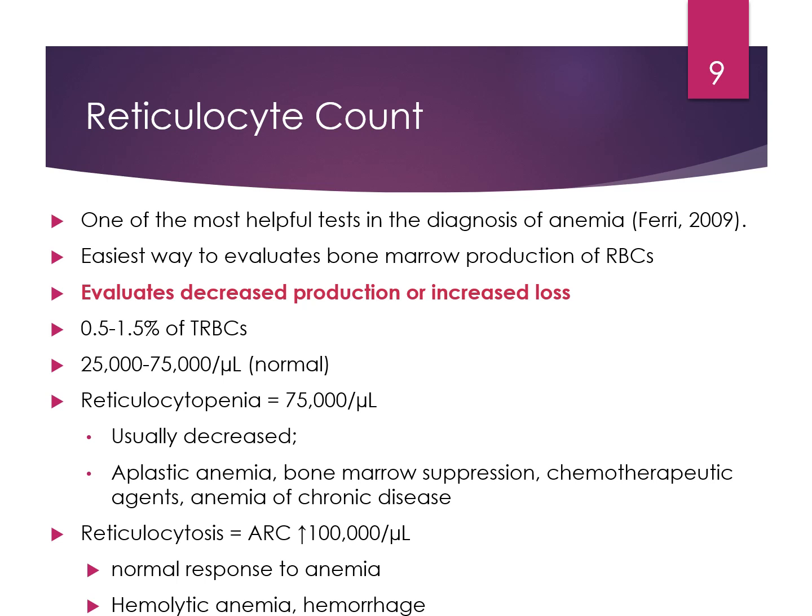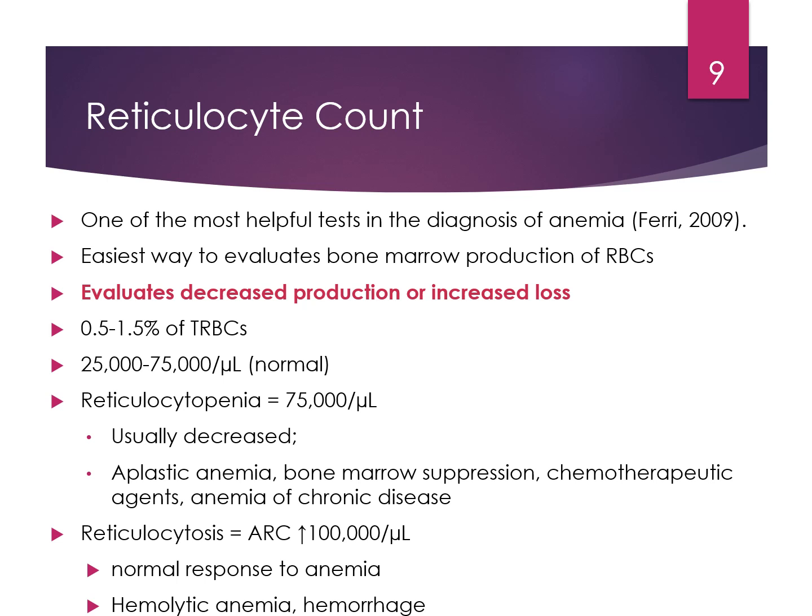The first component I would like to talk about is the reticulocyte count. The reticulocyte count is a very helpful test in diagnosing anemia. It is helpful because it allows us to evaluate the bone marrow, where all of the RBCs are actually produced. What this count will tell us is that we can either have decreased production or increased loss.